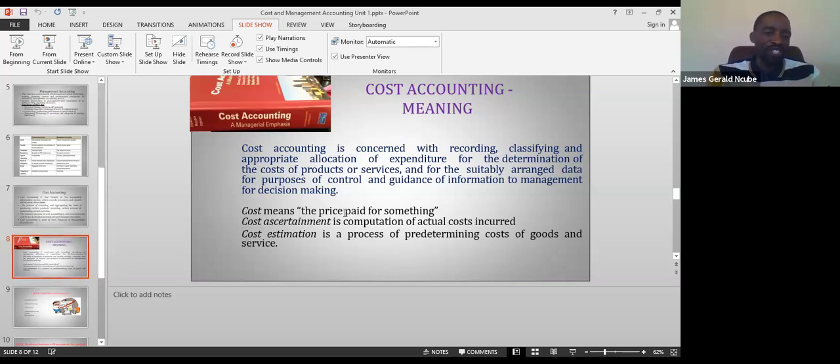Then cost estimation. Cost estimation is a process of predetermining the cost of goods and services. We are trying to have a forecast of our cost. How much cost do we think we are going to incur? Normally, when we've been in business for some time, it's easy to have a projection of the cost that we think we may incur in a given period.